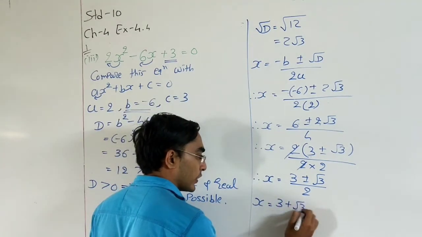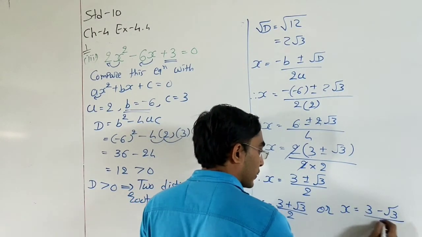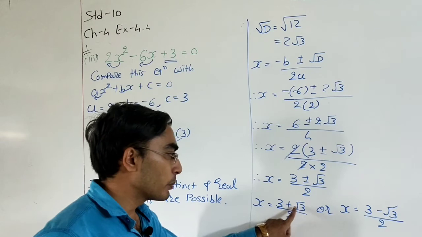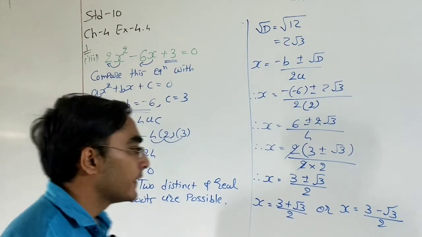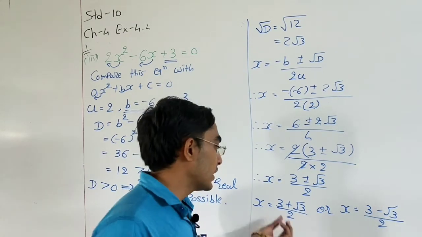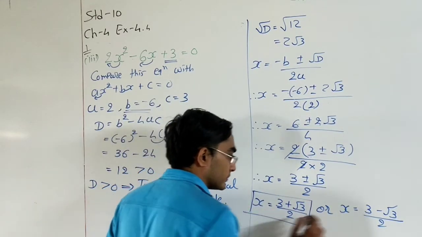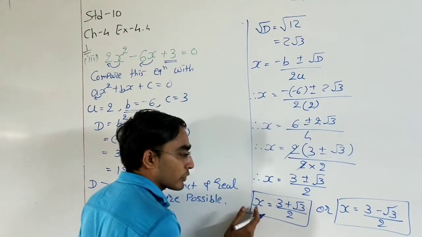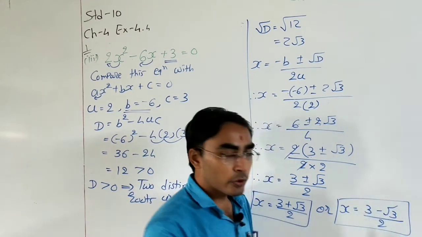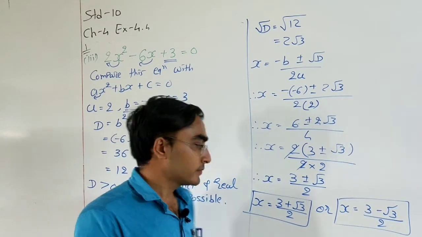x is equal to 3 plus under root 3 by 2. Otherwise, x is equal to 3 minus under root 3 divided by 2. Okay, one time we consider the plus sign and one time we consider the negative sign here. And we cannot simplify it further. Now we cannot add 3 plus under root 3. So this is our final answer. x is equal to 3 plus under root 3 divided by 2, otherwise x is equal to 3 minus under root 3 divided by 2. These two are our final answers.